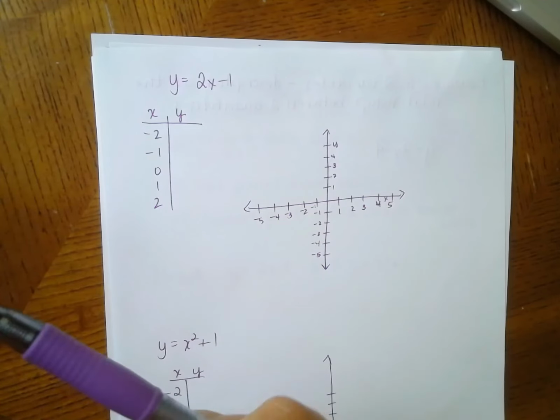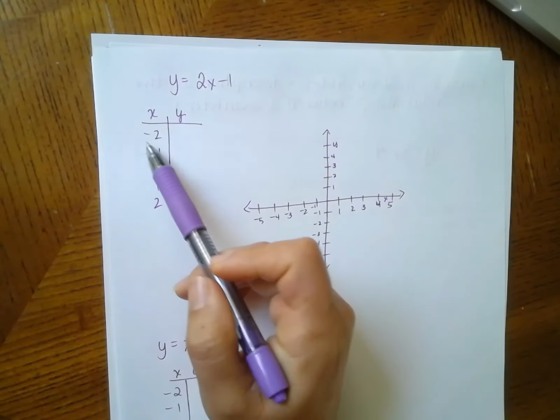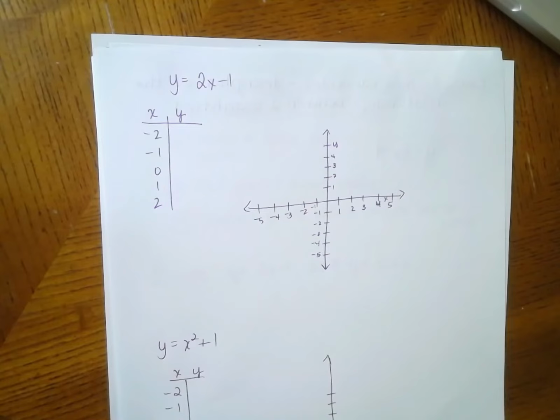I could have instead chosen to put in values for y. It's just going to take me an extra step to solve each one of them. So this is just the easiest way around it right now. So for each one of these, I'm just going to take these numbers and put them in here to figure out what the matching y is.